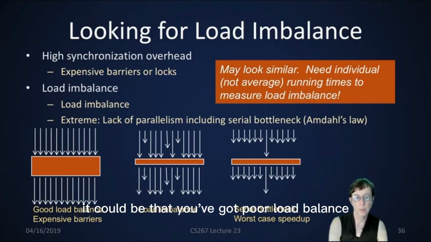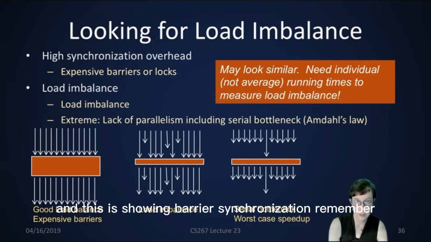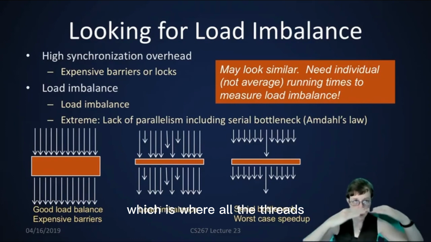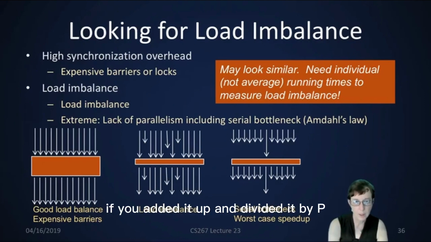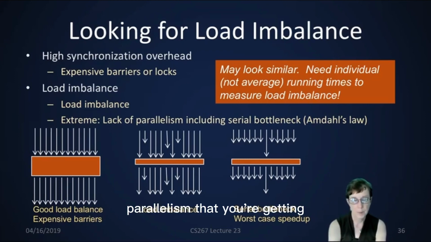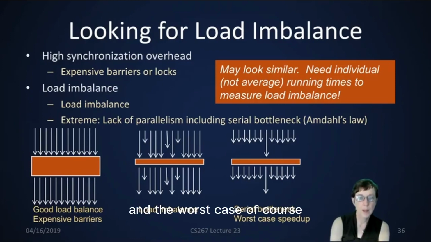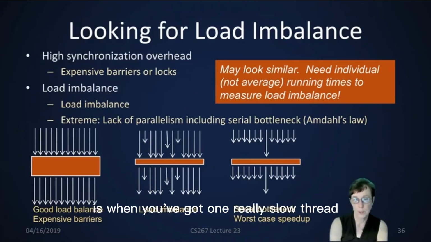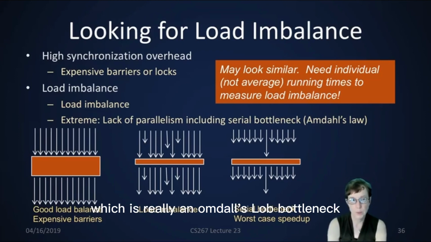It could be that you've got poor load balance, especially when you put in synchronization. This is showing barrier synchronization, remember, where all the threads wait for all the other threads to catch up. So all this idle time here, if you added it up and divided it by P, that would be your lack of perfect parallelism, the amount of slowdown you're getting relative to perfect speedup. And the worst case, of course, is when you've got one really slow thread or one serial thread. Maybe you've got another barrier here, and this is really just one thread doing some amount of serial work, which is really an Amdahl's law bottleneck.